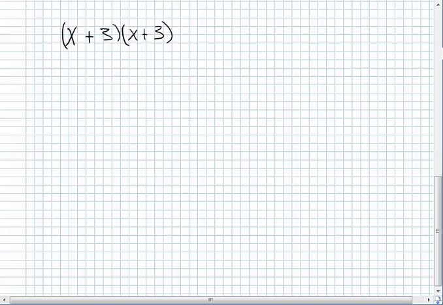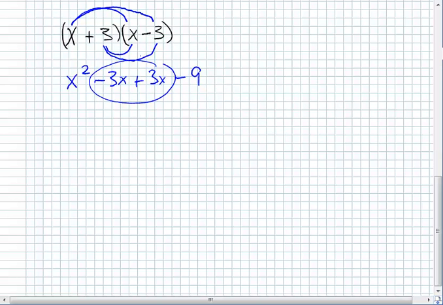But what if I take one of those binomials and change the sign on one? So now it says x plus 3 times x minus 3. Well, if we do the distributive principle, so multiply x by x, I get x squared, and then x by negative 3, I get negative 3x, and then 3 times x is positive 3x, and 3 times negative 3 is negative 9. Then when you collect the like terms in the middle, they disappear, just like magic. It's not really magic, just so you know. Leaving behind x squared minus 9.